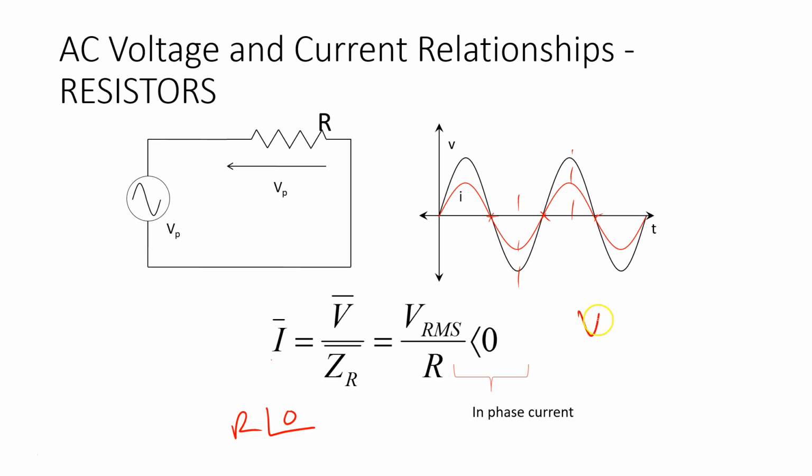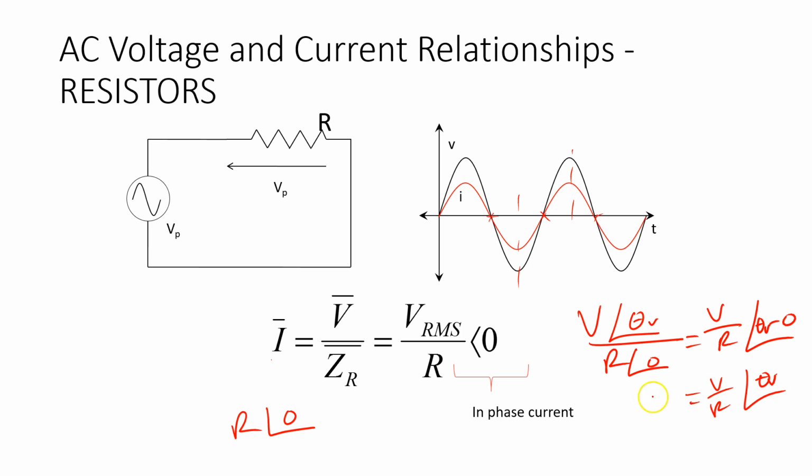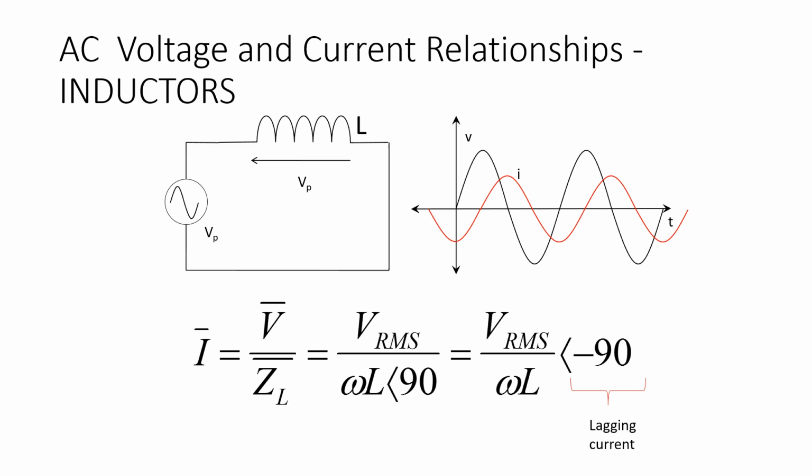So then I have V, and let's say that angle is theta V, over R angle 0, and this will give me V over R angle (theta V minus 0). So that is V over R angle theta V. So the phase shift of the I is the same as the phase shift of the V. In other words, they are both in phase.